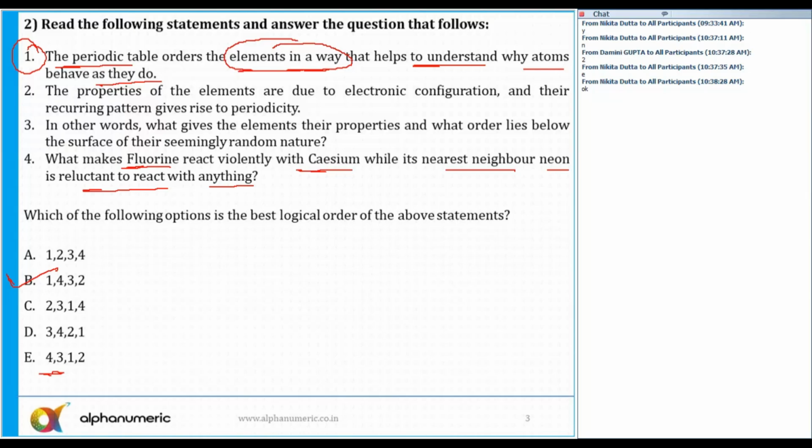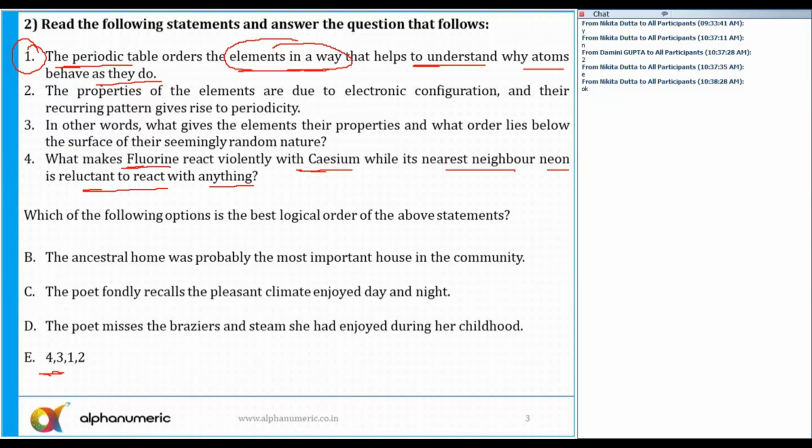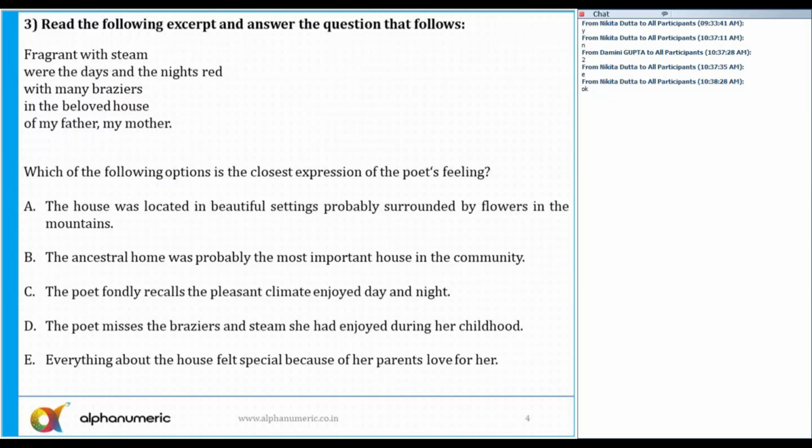Question number three. He says, fragrant with steam were the days and the nights red, with many braziers in the beloved house of my father, my mother. So he remembers the days when he was in his father's and mother's house, and because of his father's and mother's love, he remembers these days. Now on these days, something is being cooked. Braziers are nothing but a live tandoor kind of thing. So he remembers all this.